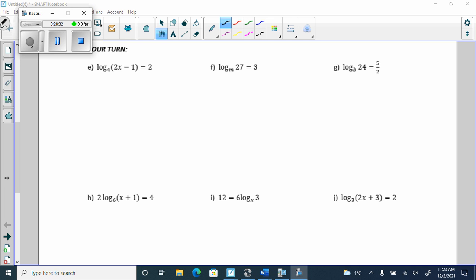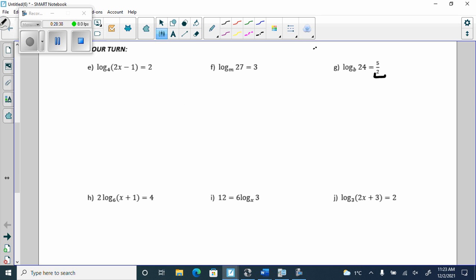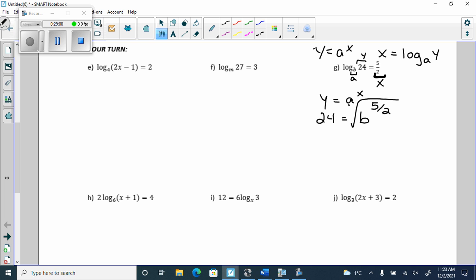So, I would have to line my logs up. I would have y equals a to the x. X equals log base a of y. So I would have x, a, y, and so then I have y equals a to the x. So I would have y, which is 24, equals b to the 5/2. And how do I get rid of 5/2? 5/2 root it.